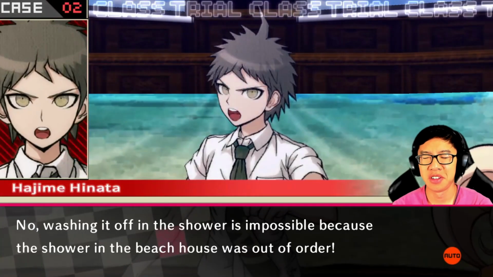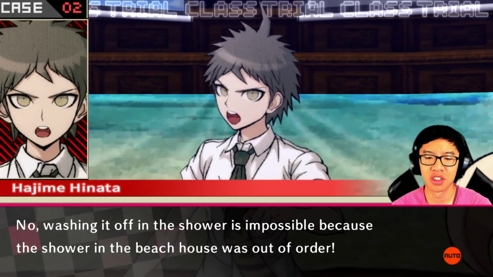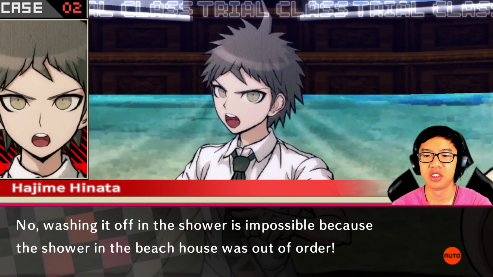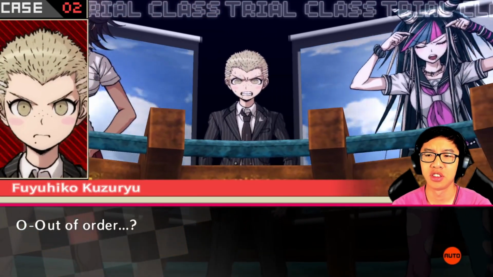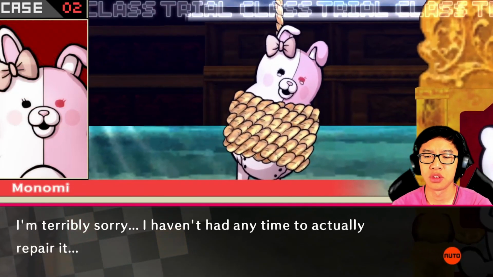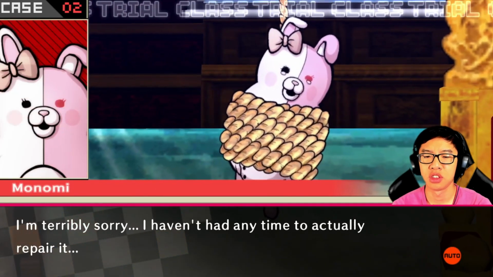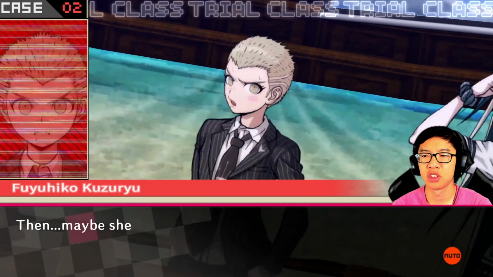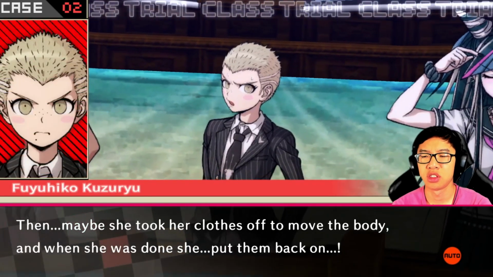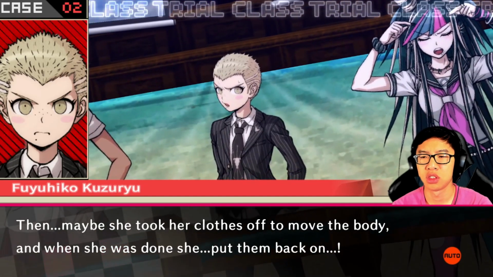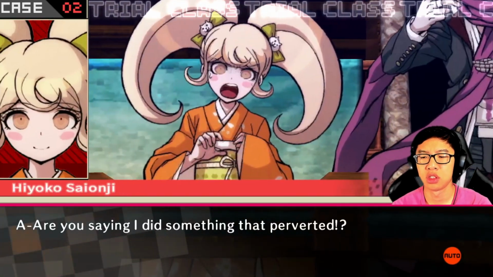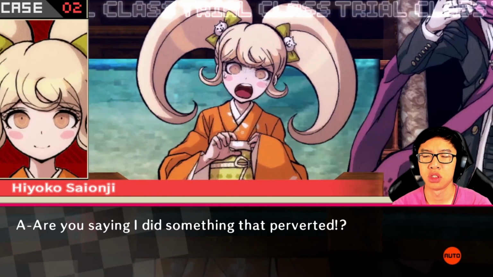Now, washing it off in the shower is impossible, because the shower in the beach house was out of order. There's the water bottles, though. Out of order? I'm terribly sorry. I haven't had any time to actually repair it. Then maybe she took her clothes off to move the body, and when she was done, she put them back on. Are you saying I did something that perverted?